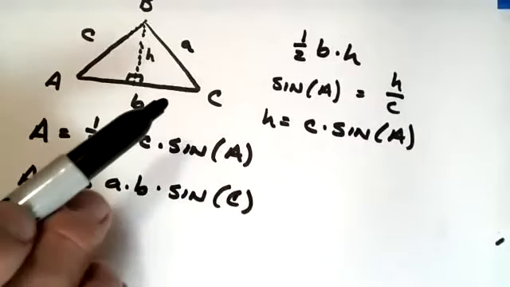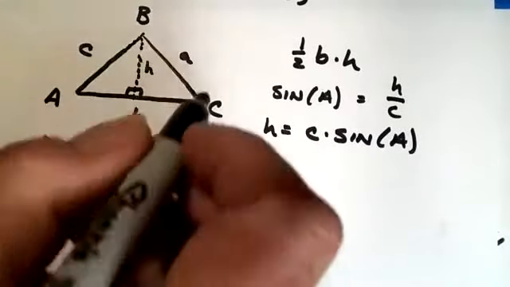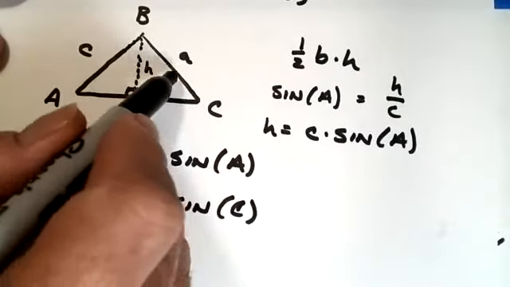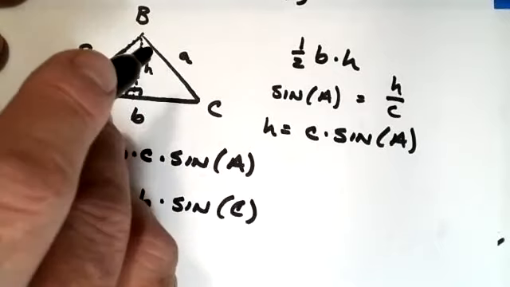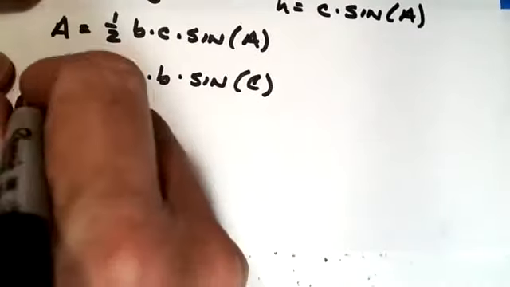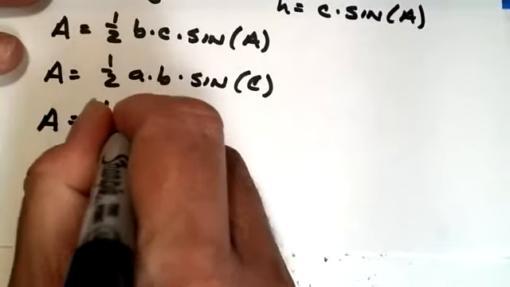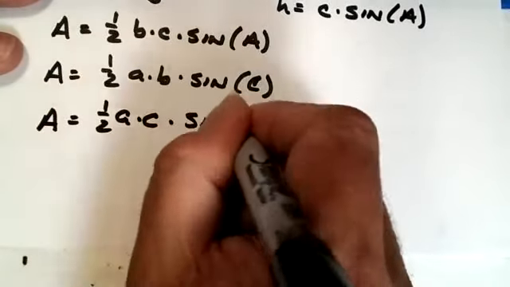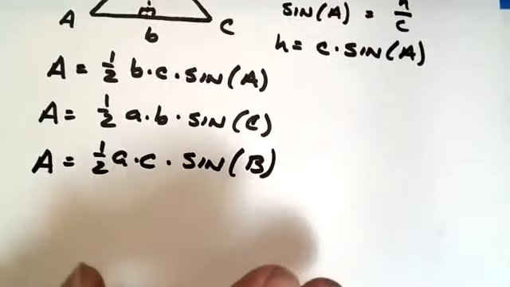Now you would have to create a different altitude, but you could certainly do that by simply rotating the triangle, or thinking about it and having a perpendicular drop down this line, and you would end up with a very similar formula that says the area is equal to 1/2 A times C times the sine of B. And like I said, you couldn't necessarily use this diagram, but that's what you come up with.